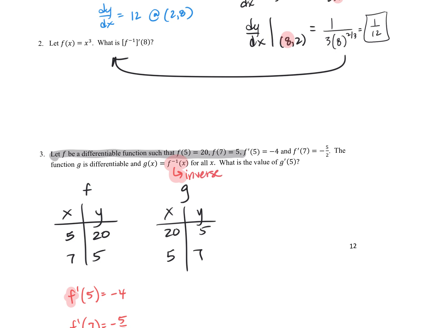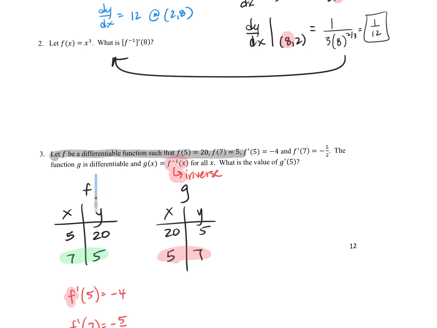And they want to know what is g prime of 5. So, if we've got the point, they want to know the slope when x is 5 here. Do you think we should look at the function when x is 5 or the function when the y is 5? The y is 5.